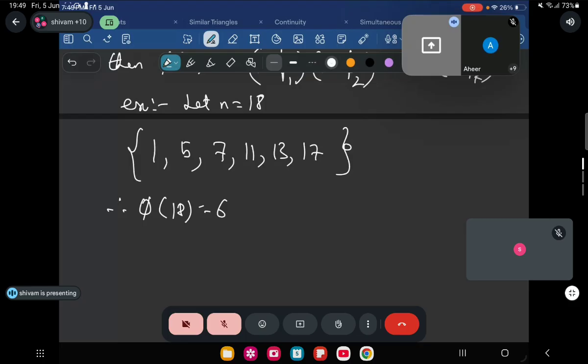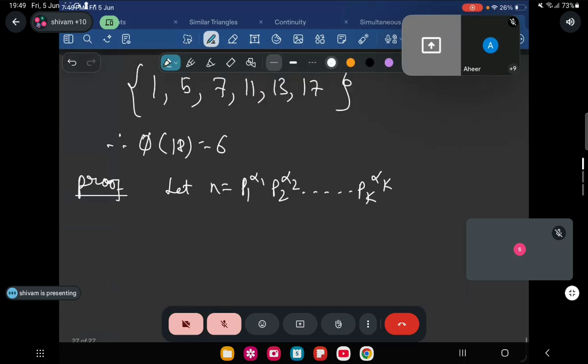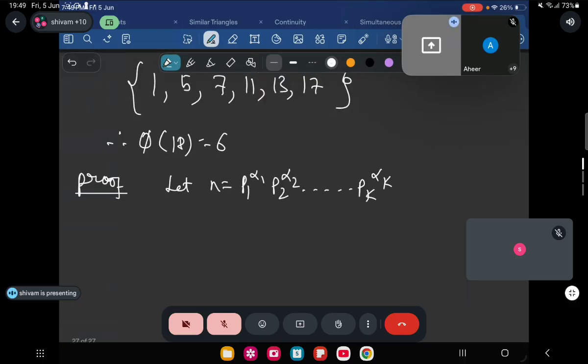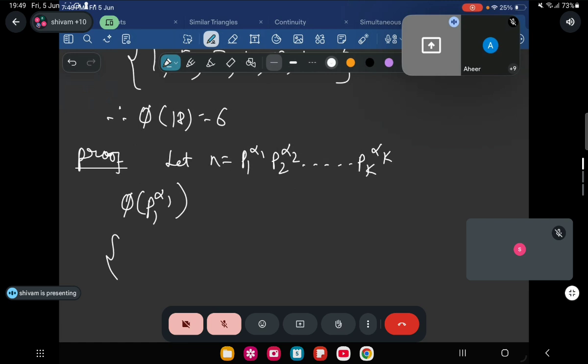Now, I want to prove this. Let n be equal to p1 to the power alpha 1 into p2 to the power alpha 2 dot dot dot up to pk to the power alpha k. Let us find out phi of p1 to the power alpha 1. First of all, let us make a set of those integers which are less than p1 to the power alpha 1 but prime to p1 to the power alpha 1.